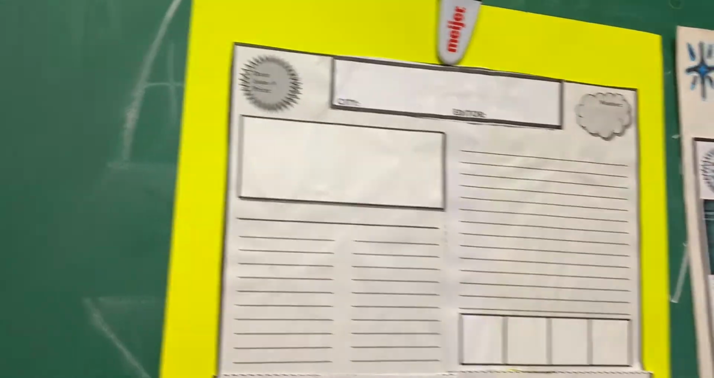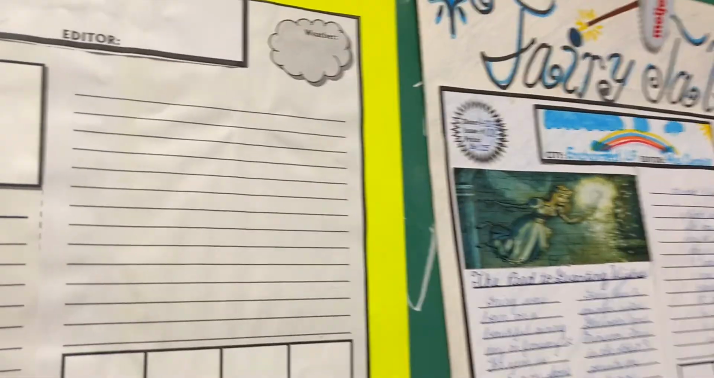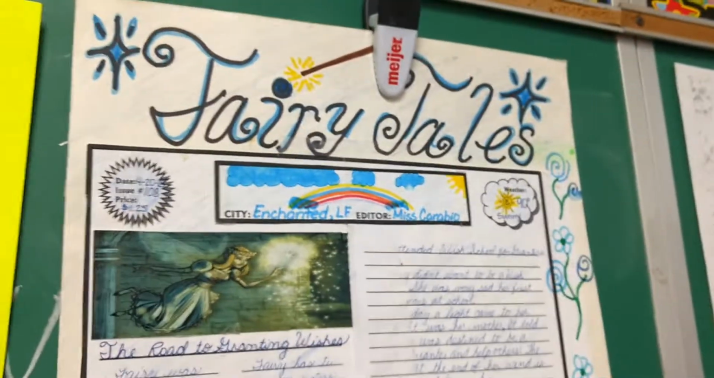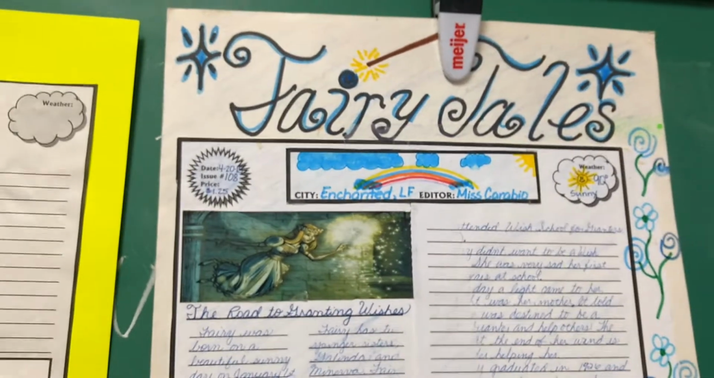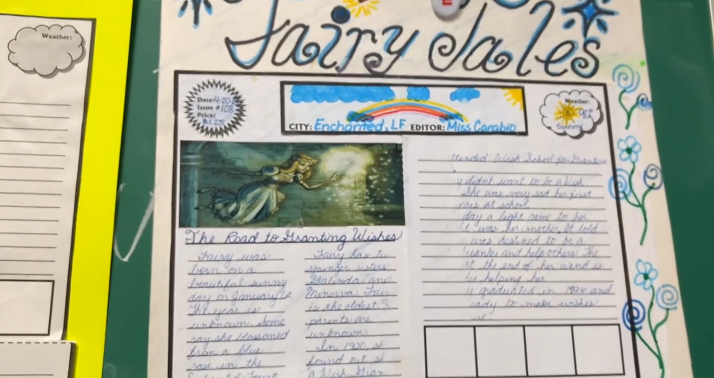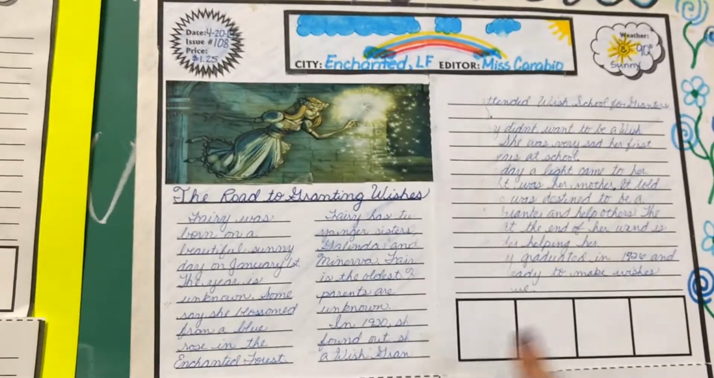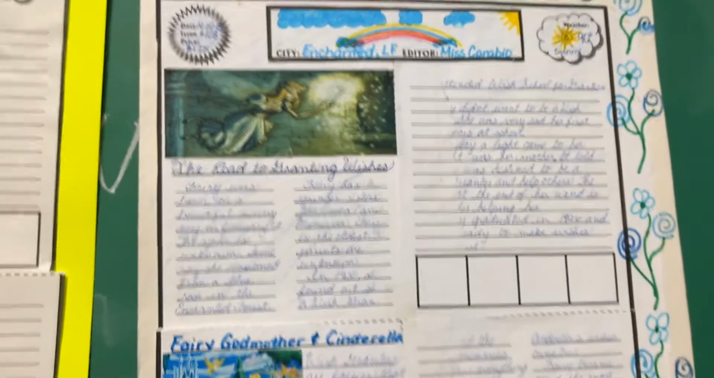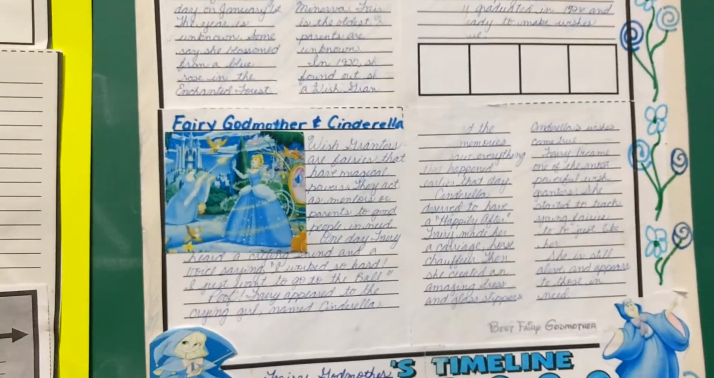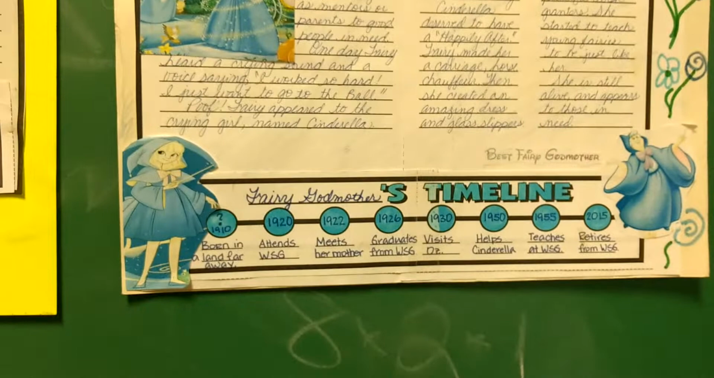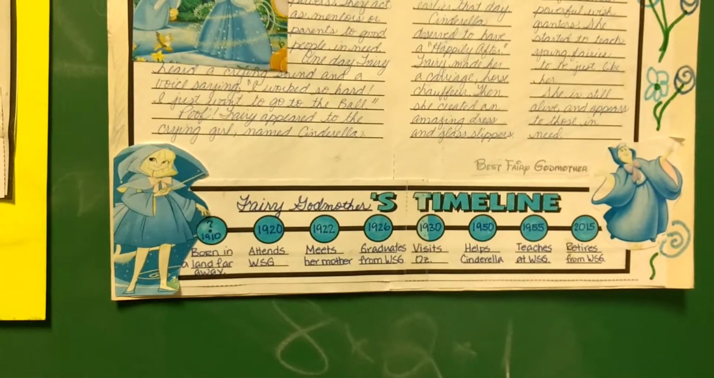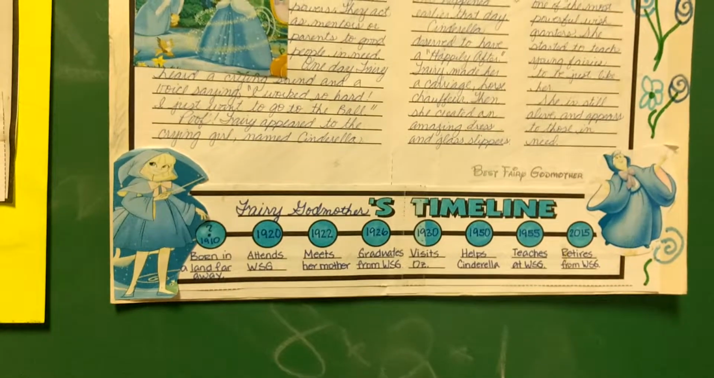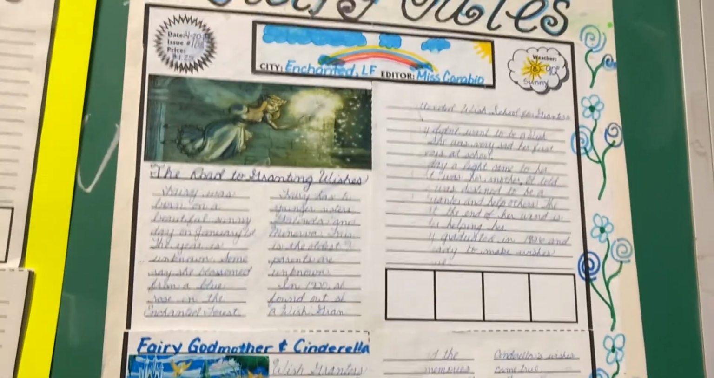And then their finished product will look something like this. Notice I added a title. My newspaper is called Fairy Tales. And then obviously I didn't put a comic, so they would have their own comic there. And then the first article, the second article, and then the timeline. And that's it. So I hope this answers some of your questions that you might have.